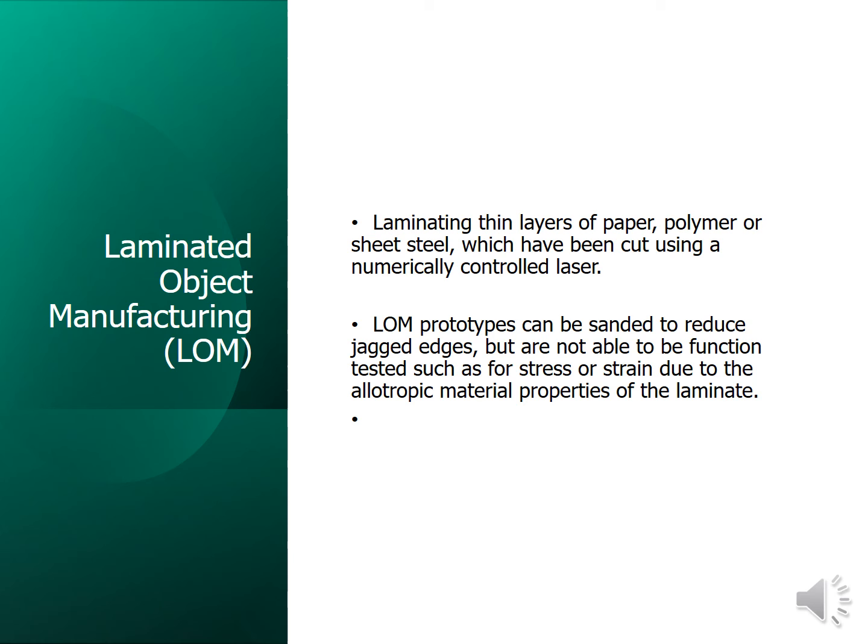Last we have laminated object manufacturing. We laminate thin layers of paper, polymer or sheet steel, which have been cut using a numerically controlled laser. LOM prototypes can be sanded to reduce jagged edges, but cannot be fully function tested, such as for strength or strain, due to the anisotropic material property of the laminate.